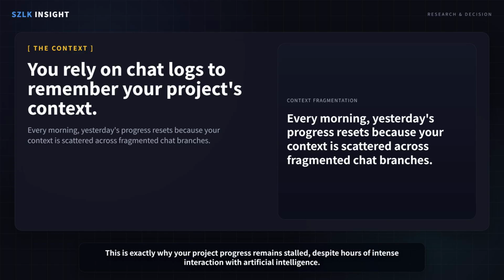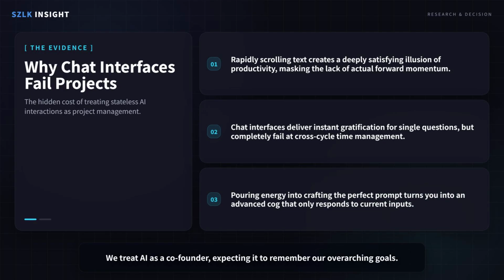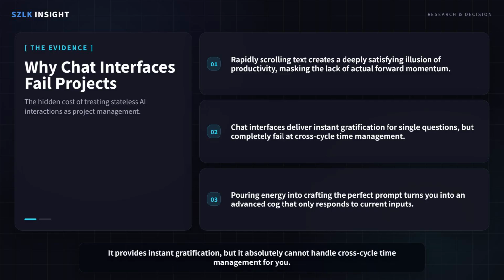We tend to believe that as long as we connect to smarter models and open more windows for concurrent processing, the product will naturally take shape. We treat AI as a co-founder, expecting it to remember our overarching goals. But a chat interface is inherently stateless. It is only responsible for delivering a single, specific answer to a single, specific prompt. It provides instant gratification, but it absolutely cannot handle cross-cycle time management for you.